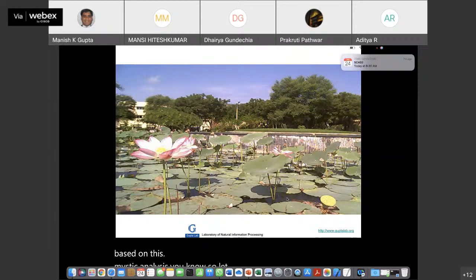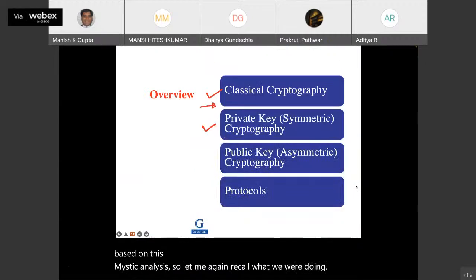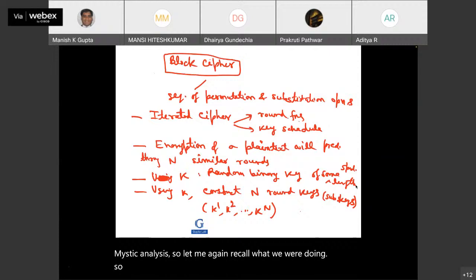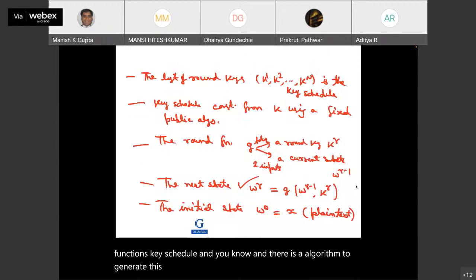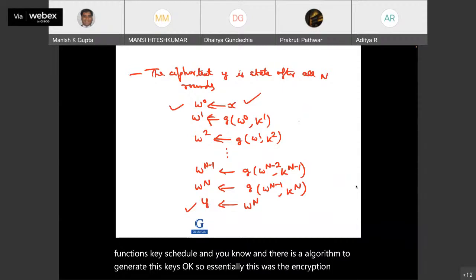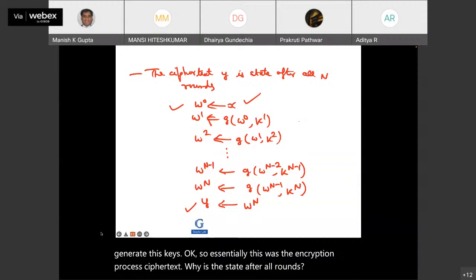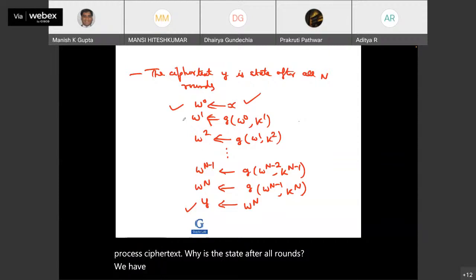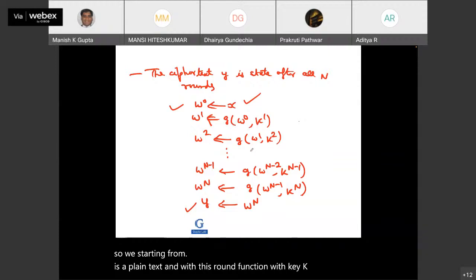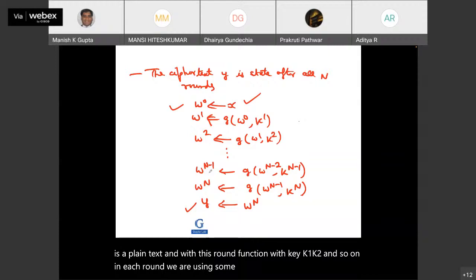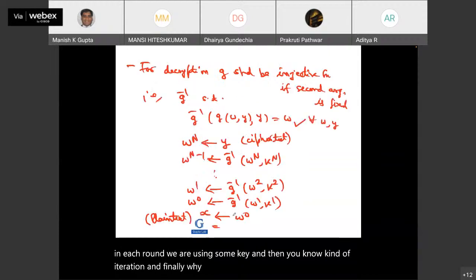Let me again recall what we were doing. Remember, a block cipher is an iterated cipher consisting of round functions and a key schedule, and there is an algorithm to generate these keys. Essentially, this was the encryption process: ciphertext Y is the state after all n rounds. We start from X, the plain text, and with the round function, with keys K1, K2 and so on, in each round we use some key, iterate, and finally Y is obtained. This was the cipher, and this was its inverse.